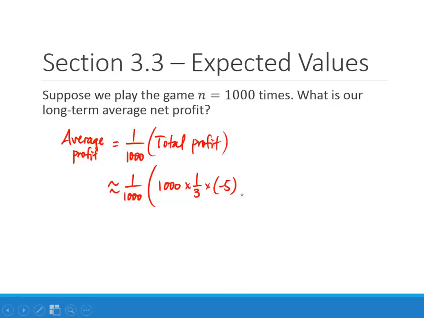So if I play this game, about 1/3 of those 1,000 games, I will lose $5. That's the probability that I've landed on about 1/3 of the time. I will land on that one, and so I'll lose $5. About 1/6 of the time, I will win $25. So about 1/6 of those 1,000 spins, I'll win $25.